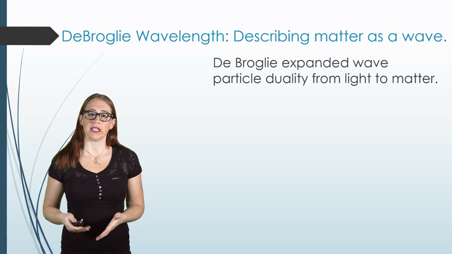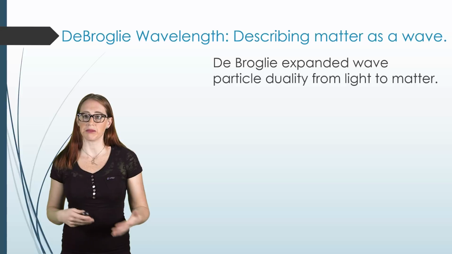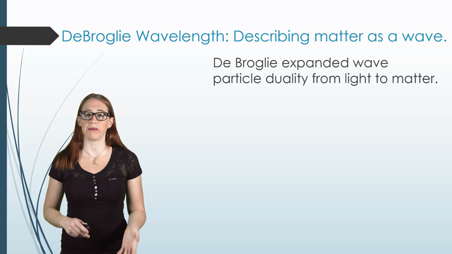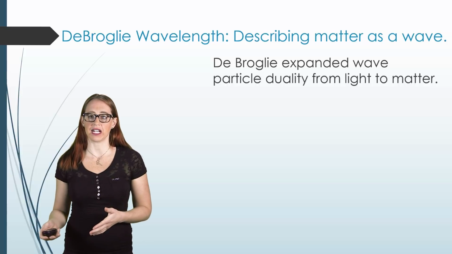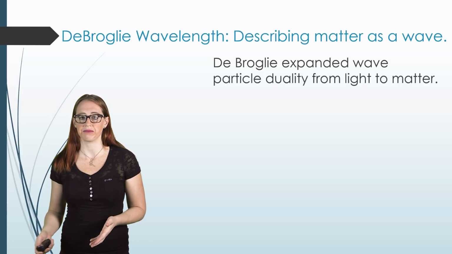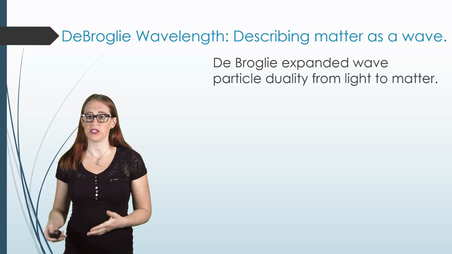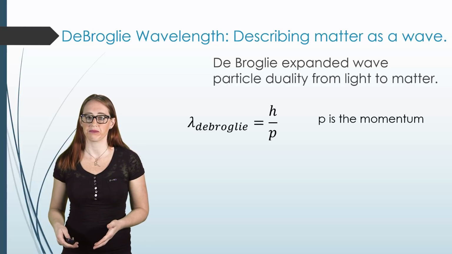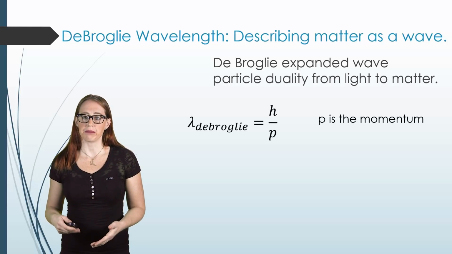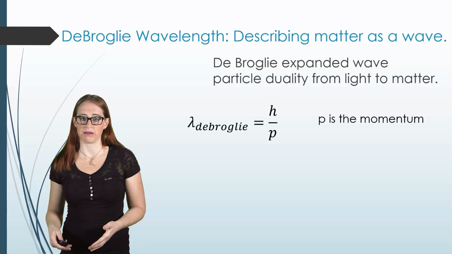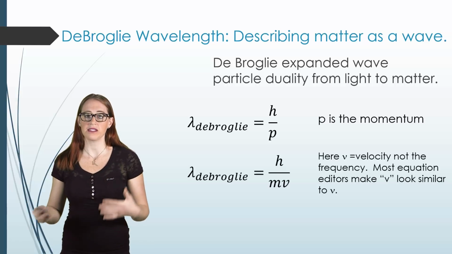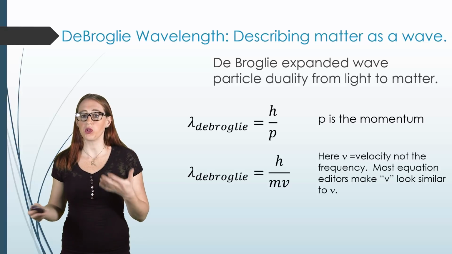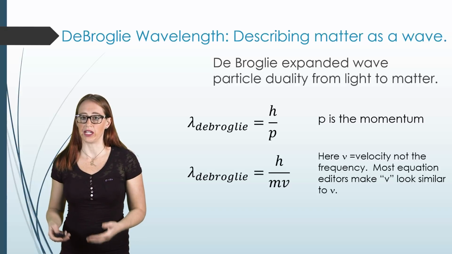So while frequently we talk about light being a wave and a particle, we can also do that with matter. But we can't use the same equation since that doesn't account for the differences between light and matter. For this, we need to use the equation for the de Broglie wavelength. This is determined by Planck's constant over momentum. We know that momentum is equal to mass times velocity, so this will also give us h over mv.